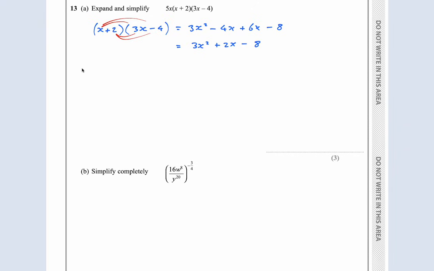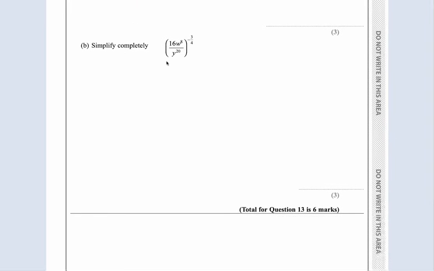Okay, but we need to multiply all of this by 5x. So it's 5x times 3x squared plus 2x minus 8. We do this times this, this times this, and this times this. So 5x times 3x squared is 15x cubed, plus 10x squared, this times this, and then this times this is minus 40x, and that is correct.